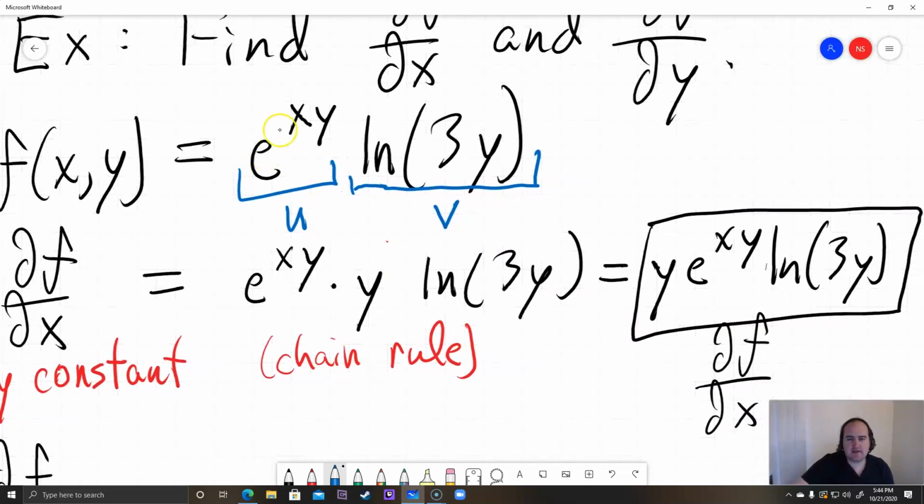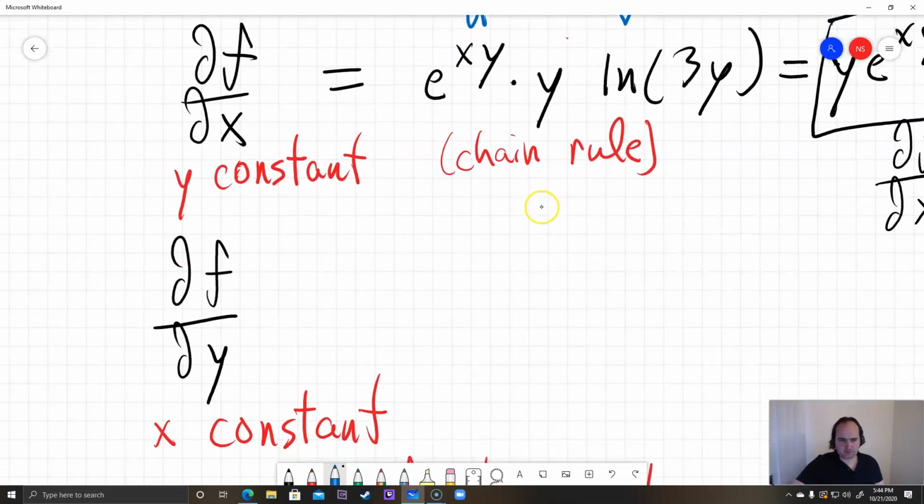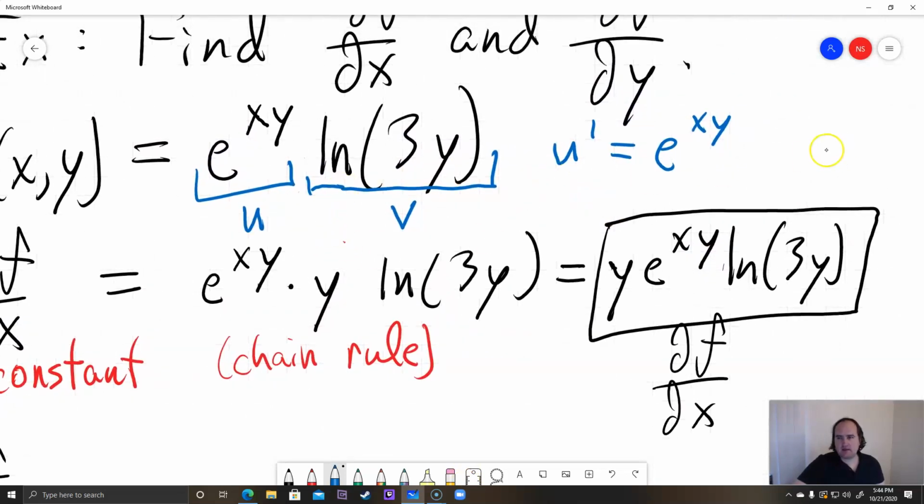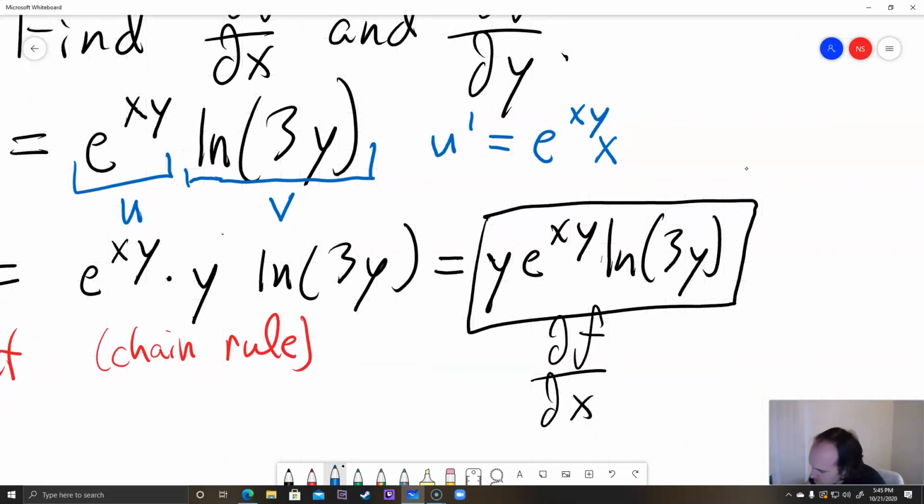Since our u is e to the xy, our u prime is going to be the derivative of e to the xy. Now the derivative of e to the xy is e to the xy, but then we have to multiply that times the derivative of the inner function, and the inner function is xy. And we know that x is actually a constant. So the derivative of xy is going to be x. So we have e to the xy times x. That was the chain rule: the derivative of the outer function times the derivative of the inner function, and the derivative of xy, where x is a constant, is just x. It's a little bit tricky. So there's our u prime.